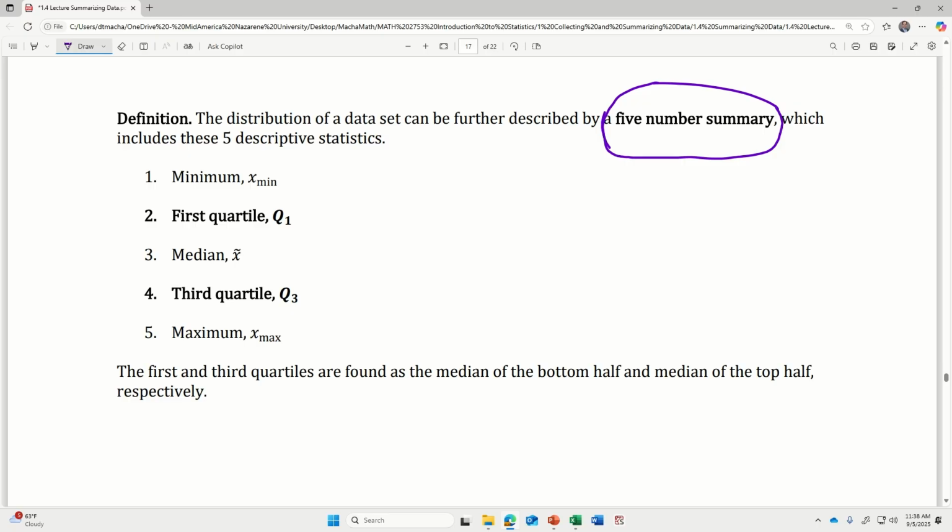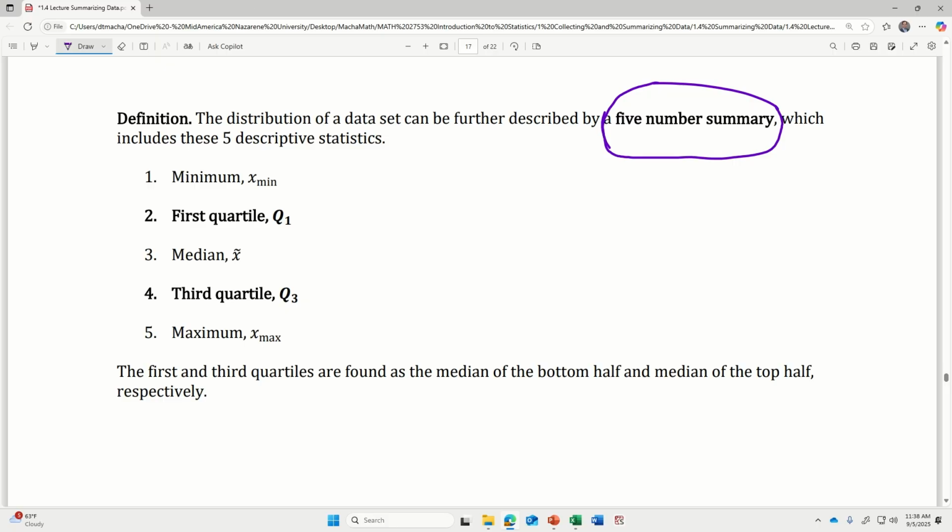I'm going to ask you on your next test to give a 5-number summary, and you've got to know what this is. The 5 numbers you're looking for are the minimum of your data set, the first quartile, the median, the third quartile, and the maximum. So the only new stuff here is the first and third quartiles.